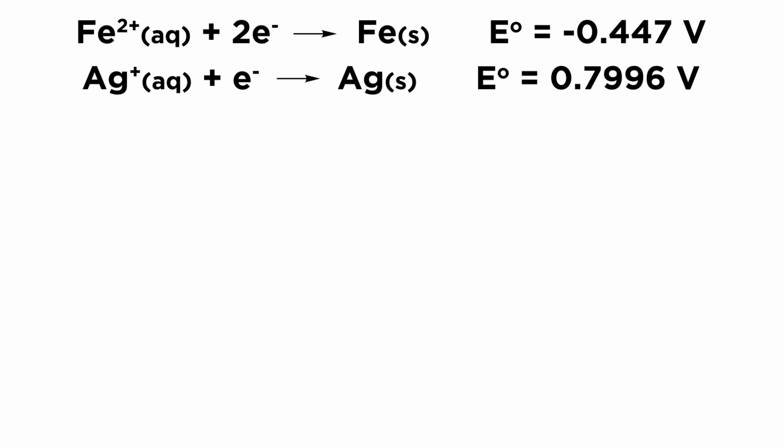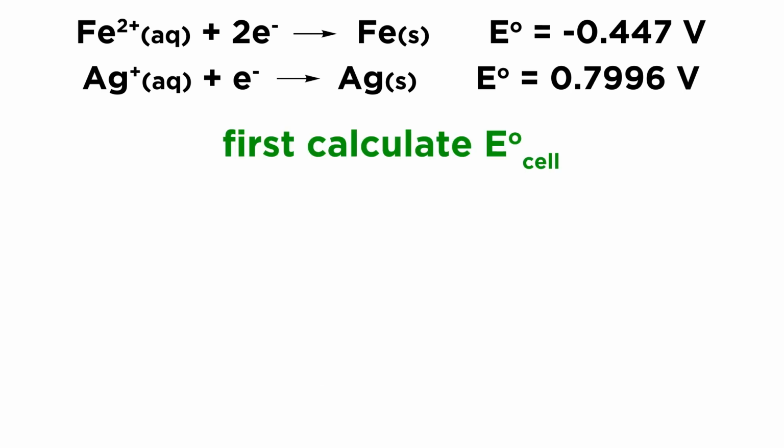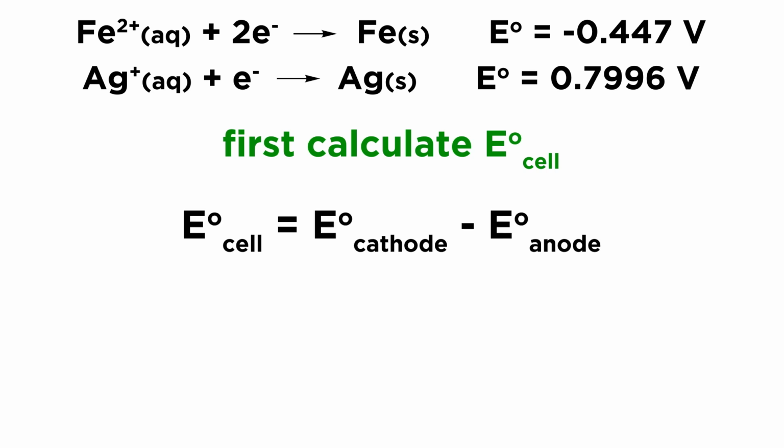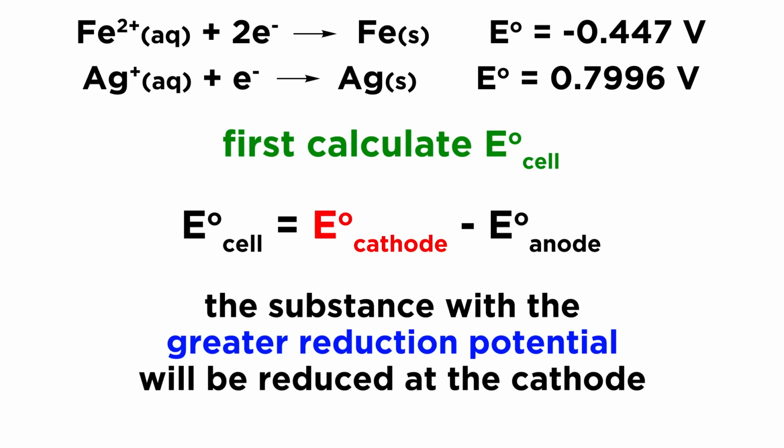So let's put our electrochemical data up top. Now, if we recall, both of those expressions that we are going to use to get the answers we need involve E cell. So we need to calculate E cell first. Now, E cell, as we recall, is E cathode minus E anode. The substance with the greater reduction potential will be reduced at the cathode, right? Because the substance that has the greater potential to be reduced will be the one that is reduced.